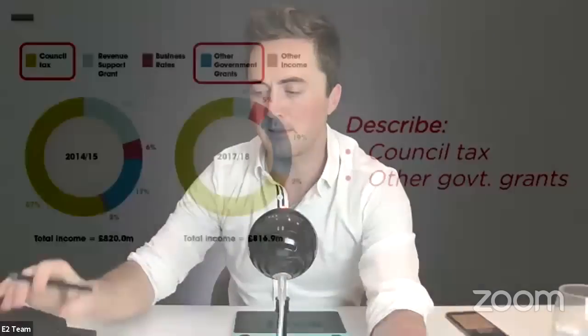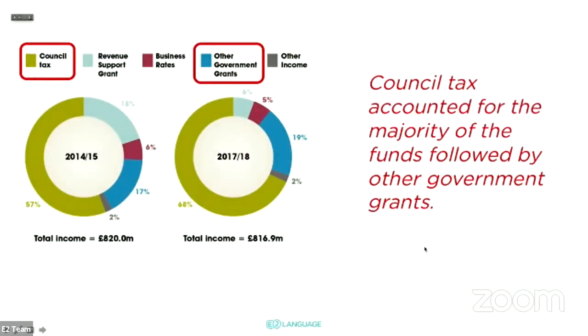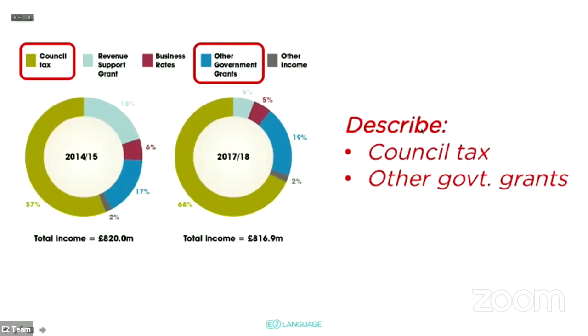So have a look at my sentence here. I've said, council tax accounted for the majority of the funds, followed by other government grants. Right, I've put them together. Yes, that's fine. Let's go back. Mine's a little bit different.